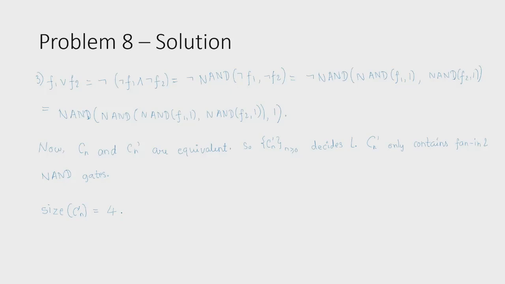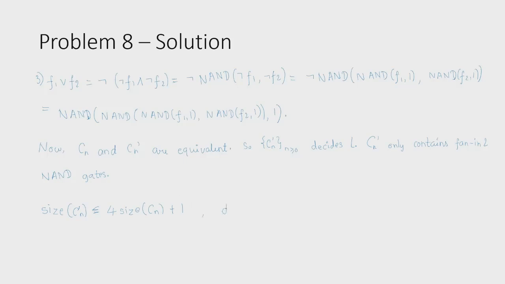So that's 4 times size of Cn, less than or equal to 4 times size of Cn plus 1. This plus 1 is because I'm using this 1 somewhere, at a lot of places. So I might have to add an extra input node which is 1. Earlier the input of Cn might have been just x1 to xn. Now it's x1 to xn and 1. So that's why this extra 1 is coming.